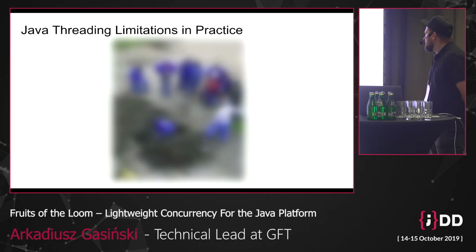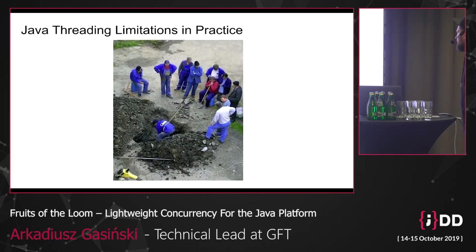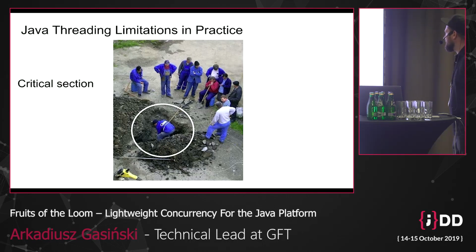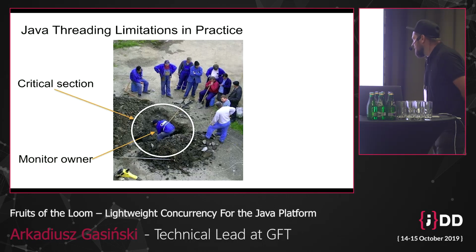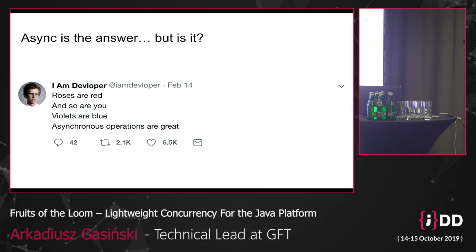How does it look in practice? This is a classical example of a contended lock in Java. We have our critical section, our monitor owner, and our wait set. This is typical in many Java applications, and it illustrates the problem that when your task cannot proceed, it not only blocks the task, but also blocks the worker that is doing the task.